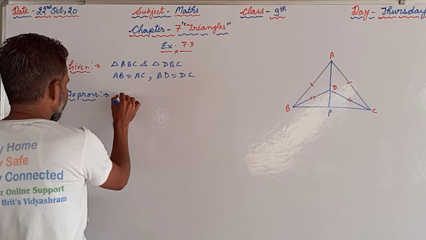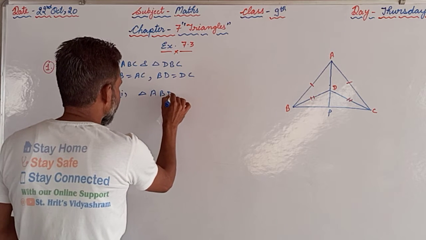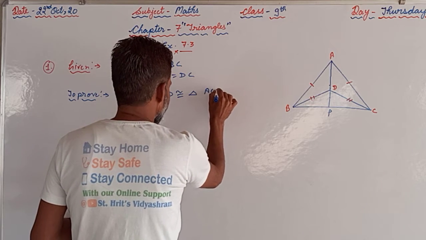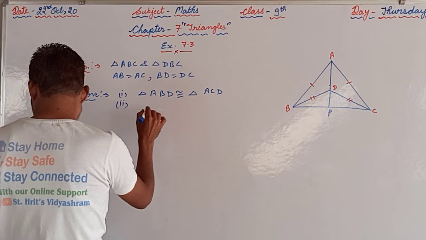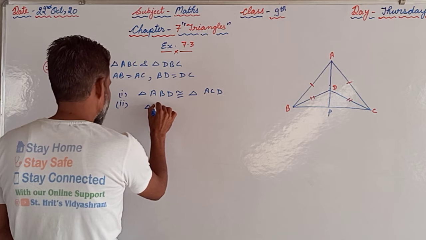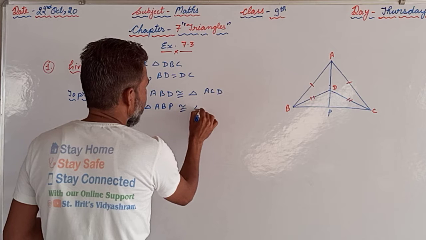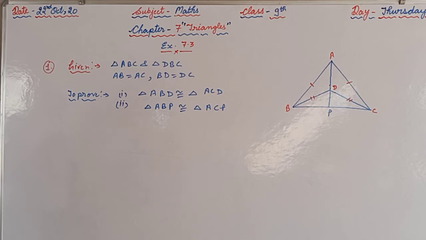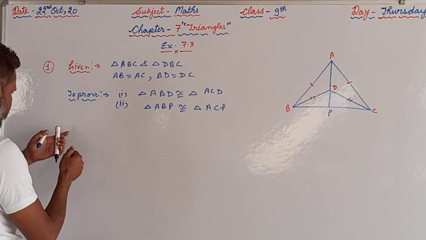Then to prove, first part, that triangle ABD is congruent to triangle ACD. Second part, triangle ABP is congruent to triangle ACP. These two parts we are supposed to write first of all, then the remaining two parts we will discuss. So this is the diagram, and we will start the proof.